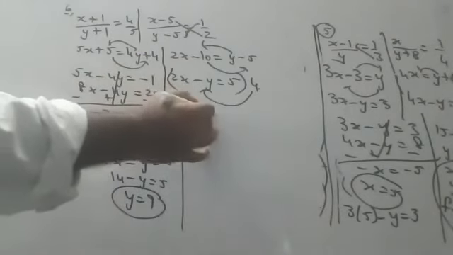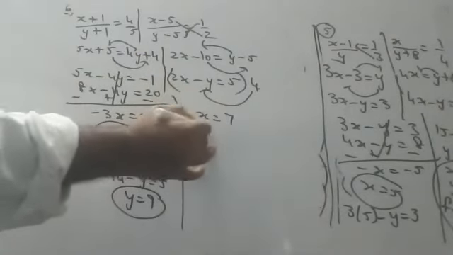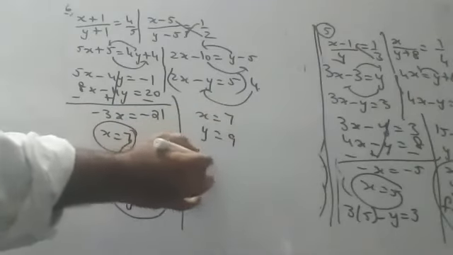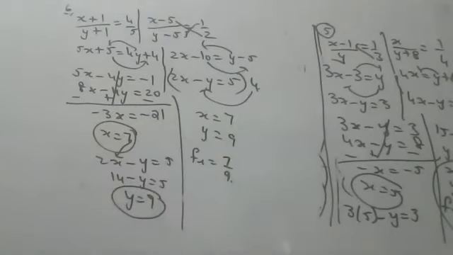So what is it? 7 by 9. Fraction is 7 by 9. Very good. Very good. Next, Samira will tell. Samira, can you say next sum?